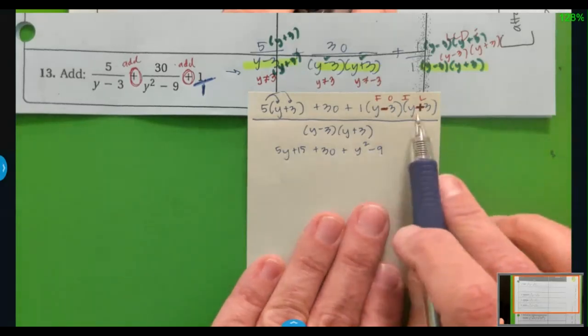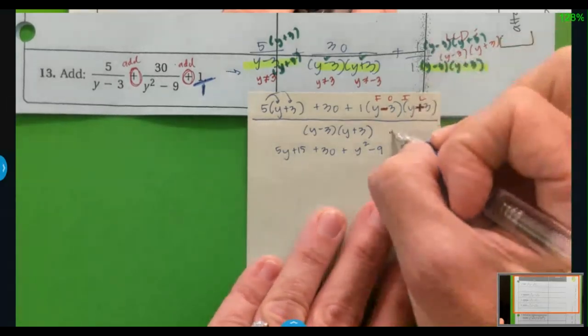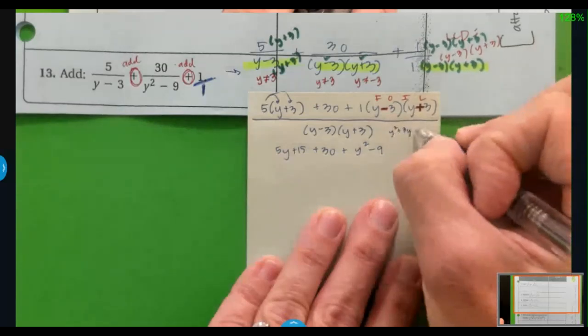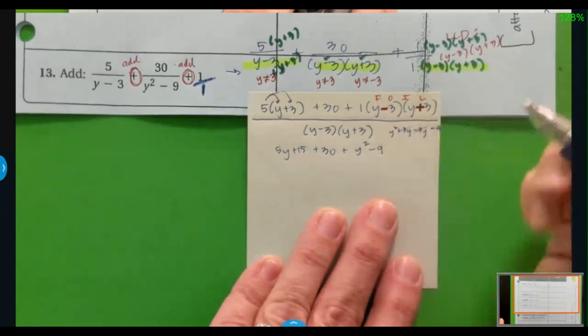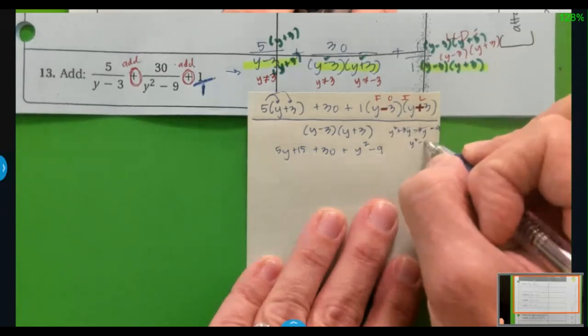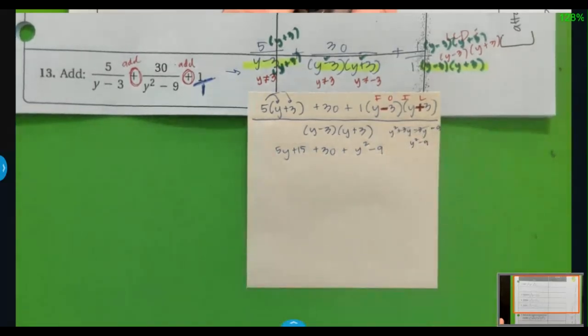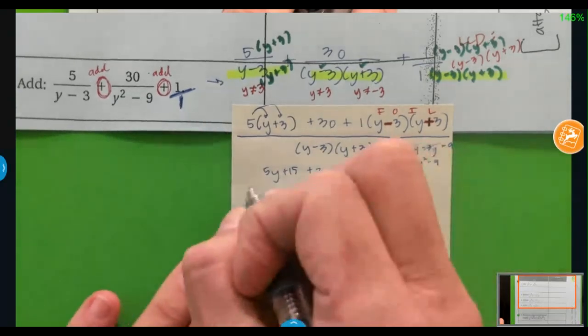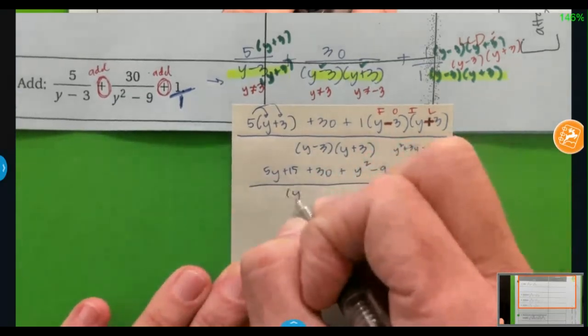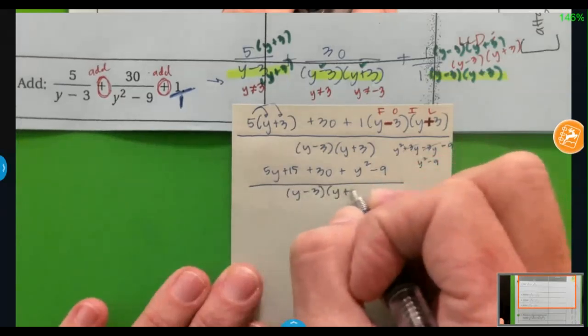Now, you can FOIL them. You would have y squared plus 3y minus 3y minus 9. The plus 3y and minus 3y are going to cancel, so you're going to get y squared minus 9. But that's a little shortcut right there. When you have the difference of perfect squares factored out, if you were to FOIL it, it would come back together as the difference of perfect squares. All right, now let's keep this denominator, y minus 3, y plus 3.